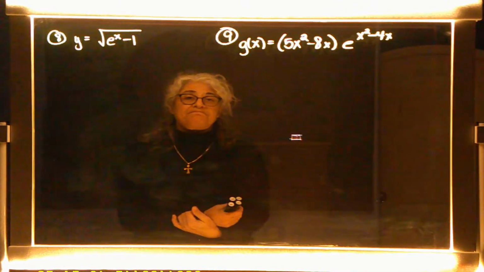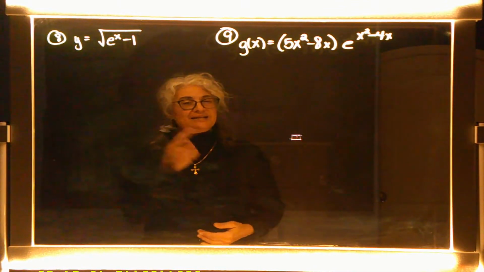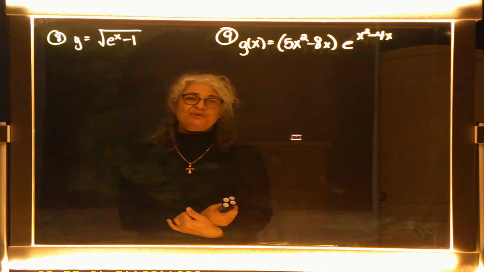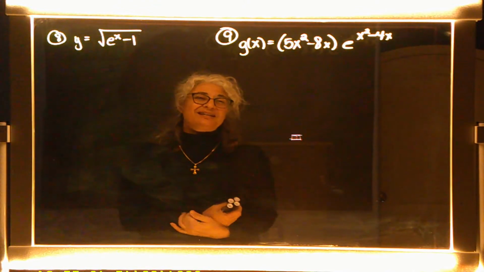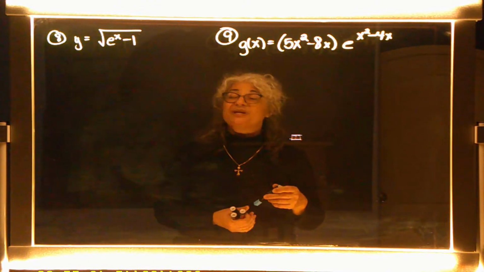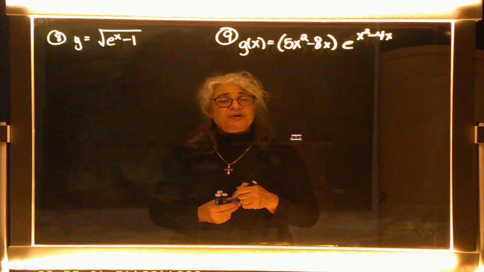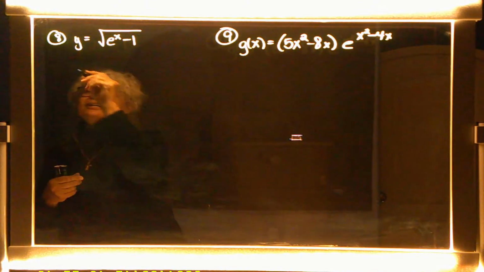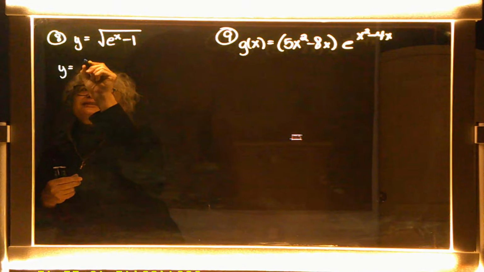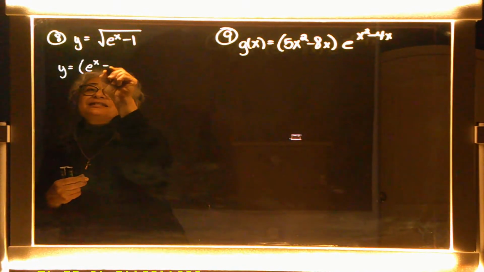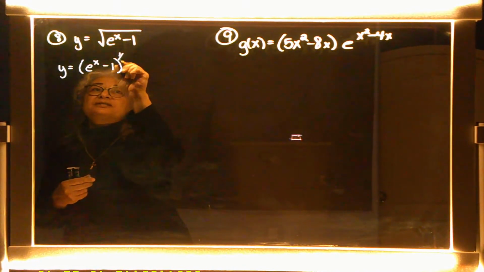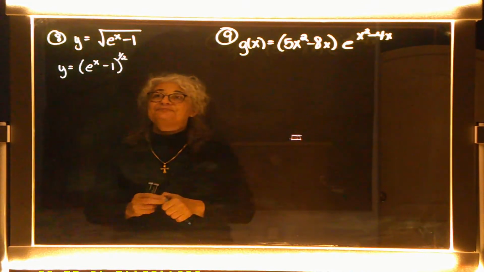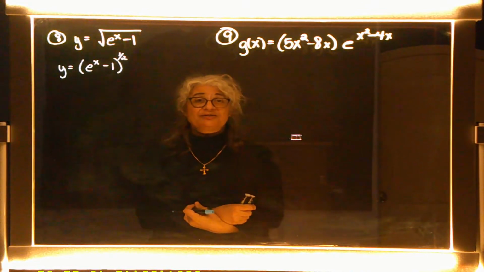Got a couple more. So, problem number 8. Still asking me to take the derivative, right? You're like, there's a square root. Yeah, I'm not liking that too much either. Are you? So remember how you rewrite a square root as a power, as an exponent? Good. I can actually rewrite this as e to the x minus 1, the quantity to the power of 1/2. Yay! All right.